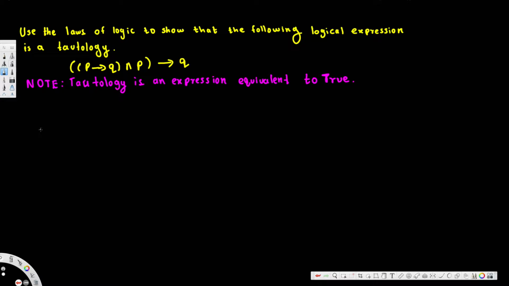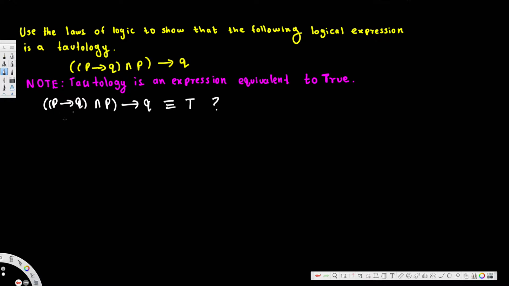Now first of all, I'm going to use the implication laws. The implication law says that when we have implies, that can be written as not, and or in the middle, and then the other one. Let's go ahead and do that. Each time I'm going to mention the law. So here let's see what we are trying to achieve. We are trying to prove that this whole thing and P is equivalent to true.